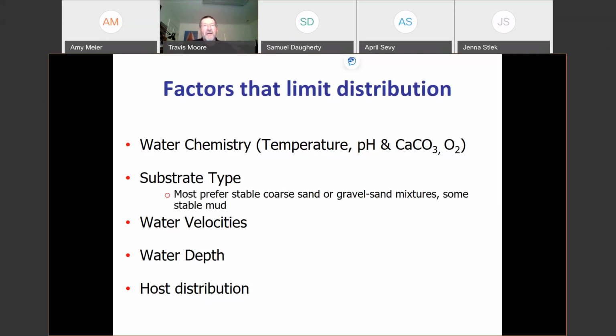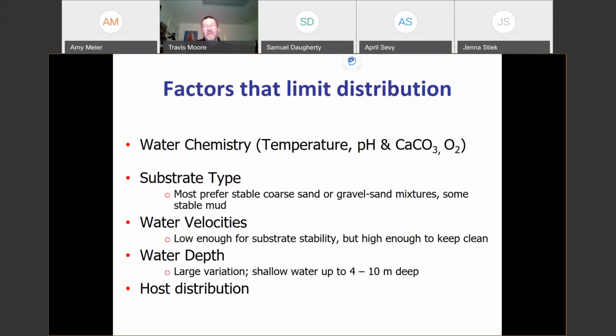From a substrate perspective, we see them mostly in coarse sand and sand gravel mixes, but there are some species that we find a lot in mud or even in loose clay. And so it can vary a lot depending on the river system. We need water velocities fast enough to keep the site clean, but not so energetic as to erode the site or to move the mussels out of the area.